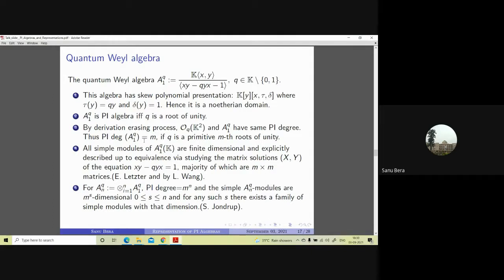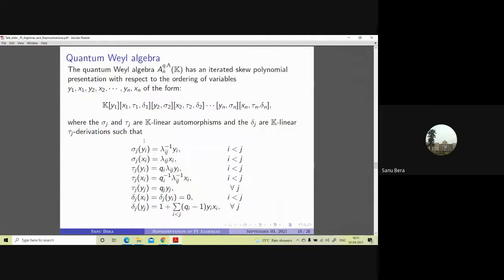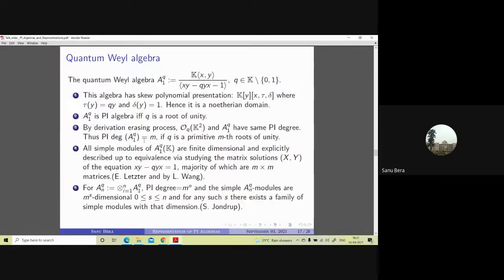There is a lot I want to discuss today, but for the time being I am not going to go further. The main aim is that we are working on this algebra, the rank 1 quantum Weyl algebra, known as the case n equals 1. In the literature, there is no further progress or classification of simple modules for n greater than 1. For n equals 1, all simple modules have been classified by Launois and Wang.